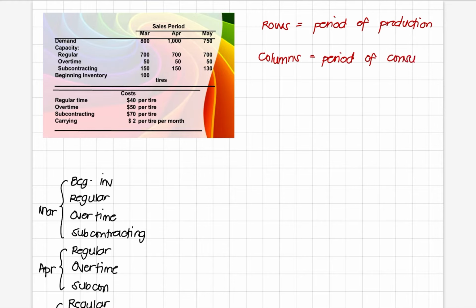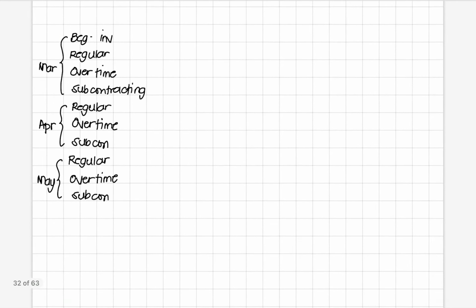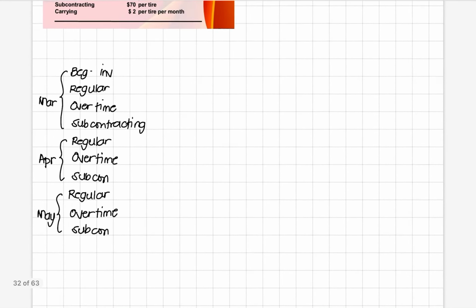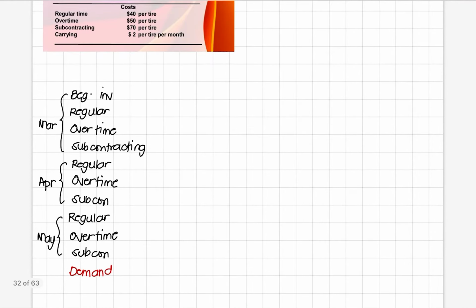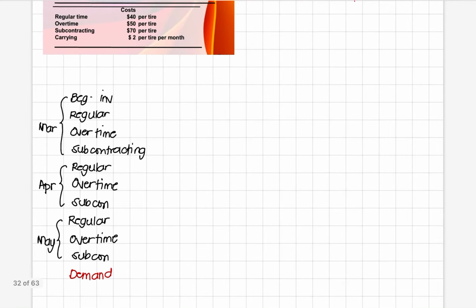Yung columns naman natin, this is your period of consumption. So, later kasi, meron tayong concept na i-consider consumption, kasi papasok na dito yung concept ng backlogs, yung backlogs and yung pag-add ng extra inventory. Okay? Pero later siya. So, again, we have the following rows. And then, syempre, andun yung ating last row, which is yung demand. Separate lang natin sila ng rows.